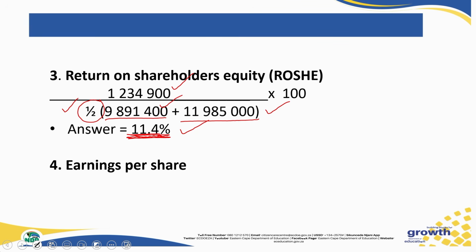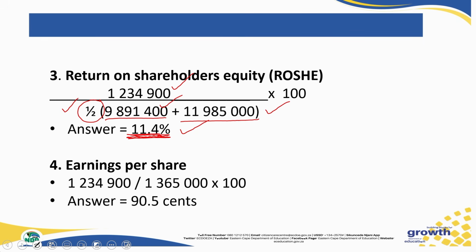Then the last one we are doing, earnings per share. This is the net profit after tax divided by the number of shares. And our answer here is 90.5 cents. So that would be earnings per share.